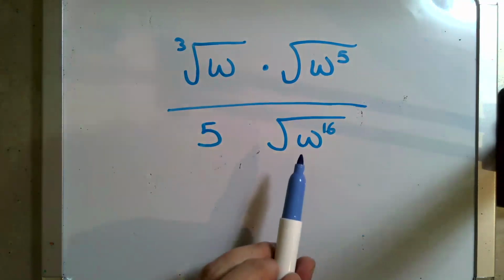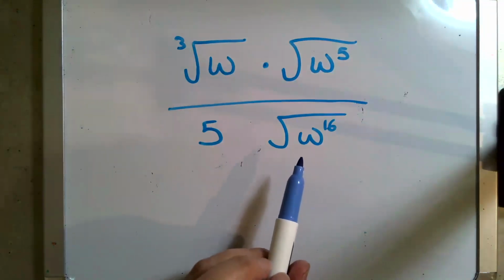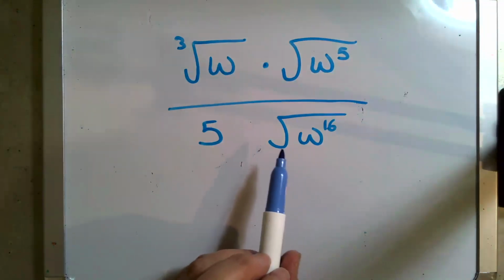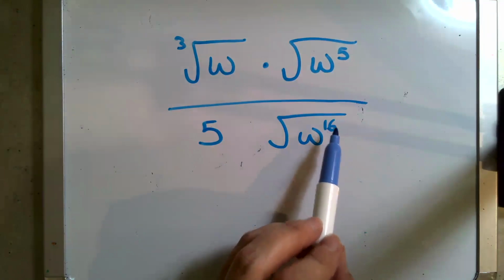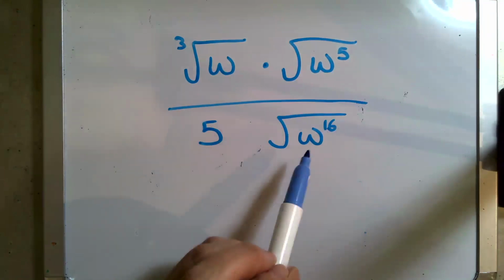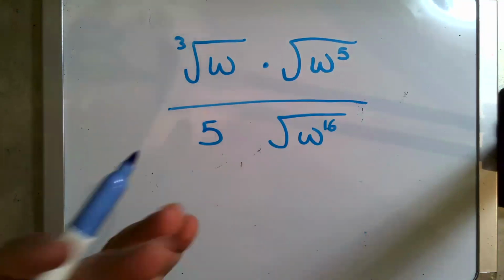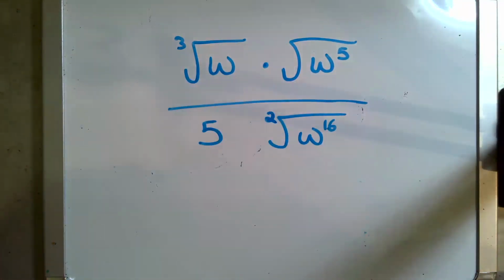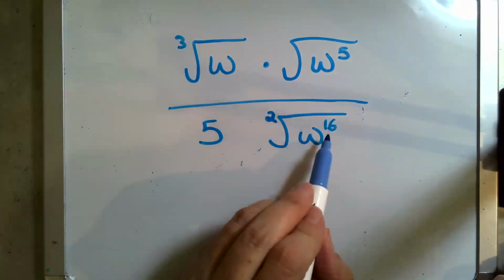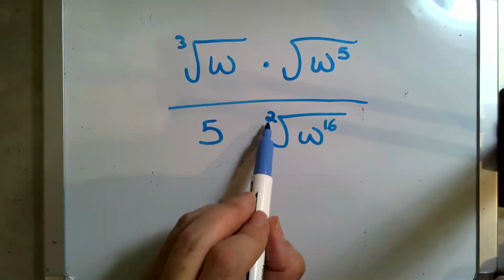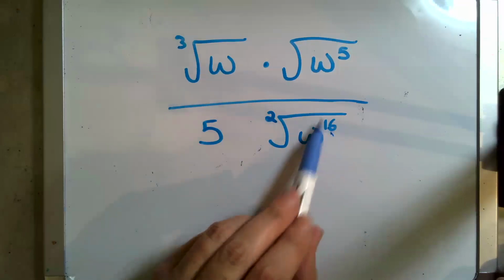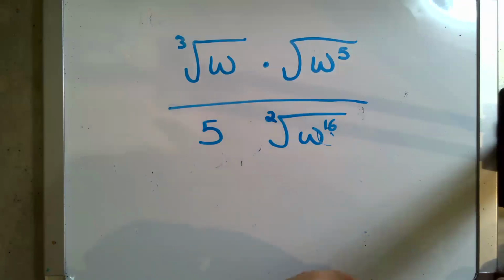Now, I want to show you a little hack for how to avoid getting this wrong. It would be really easy to look at this and go, well, the square root of 16 is 4, so the square root of w to the 16 must be w to the 4. That is incorrect. Here's why. Square root has an implied 2 as the power of its root. And then if you'll recall, a root and an exponent.